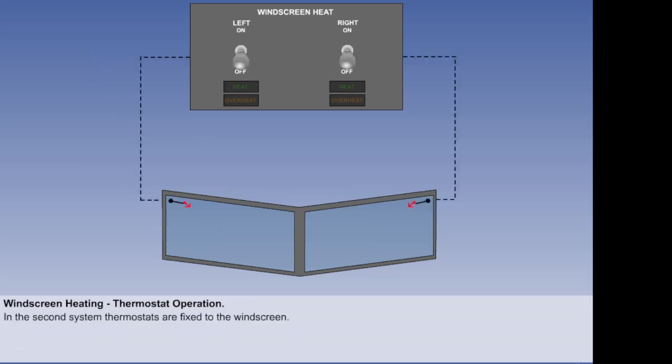In the other system, temperature-sensitive switches or thermostats are fixed to the windscreen. When the screen reaches the required temperature, the thermostat opens, switching off power to the screen. When the screen cools again, the thermostat closes, reapplying power.